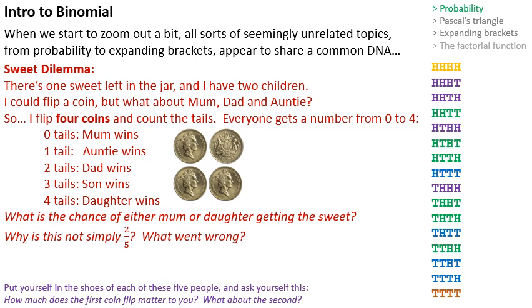But either way, there are 4 different ways that can happen, which makes it 4 times more likely that she wins. Dad has got the sweetest deal. There are 6 different ways that dad can win, because there are 6 different ways to get 2 heads and 2 tails.